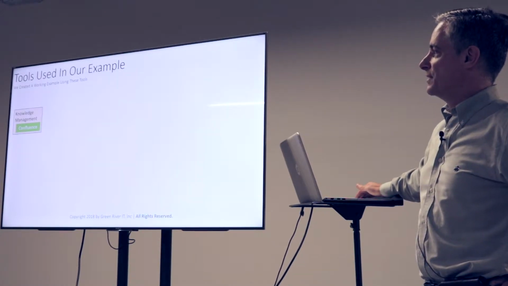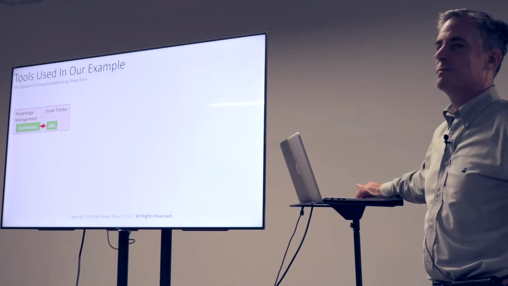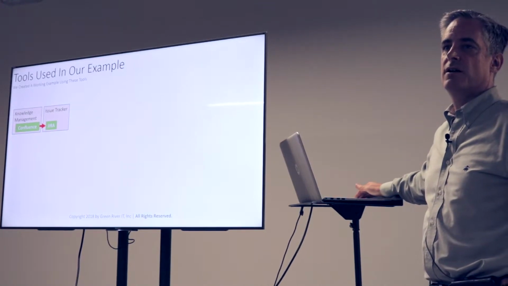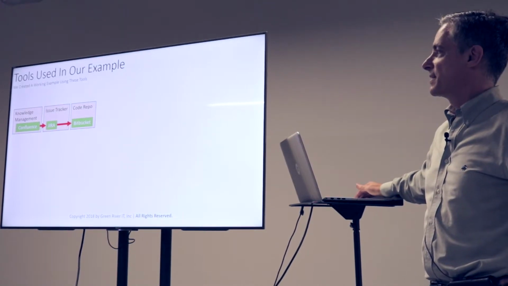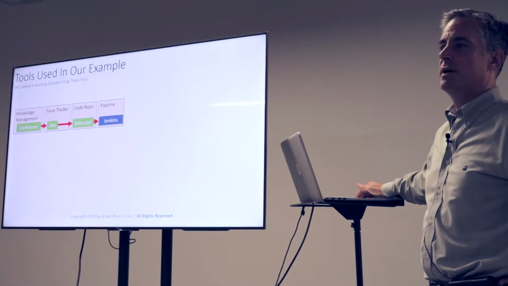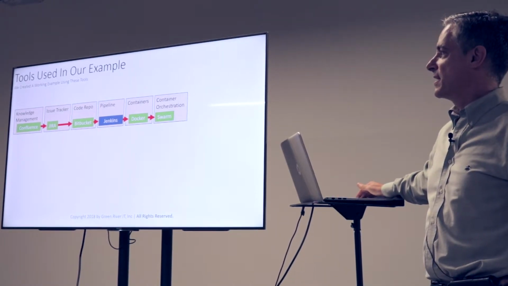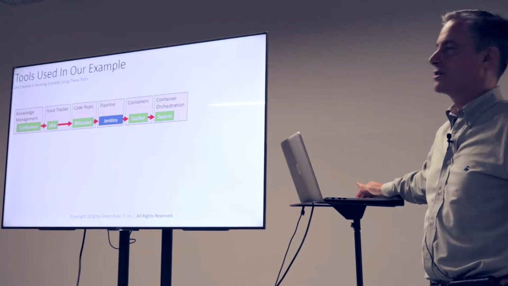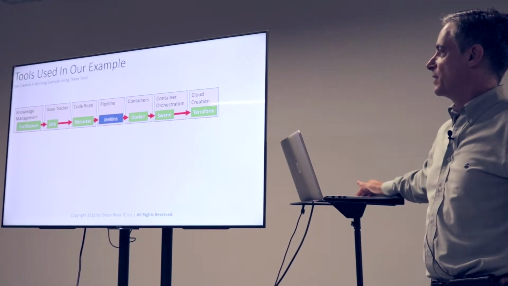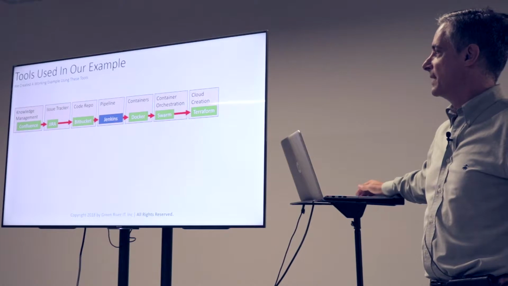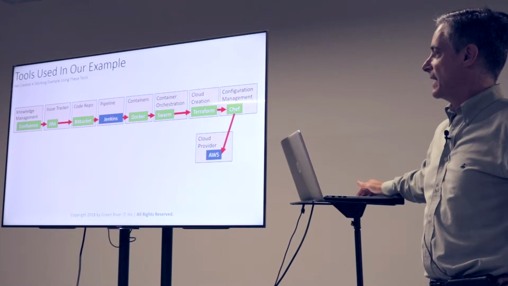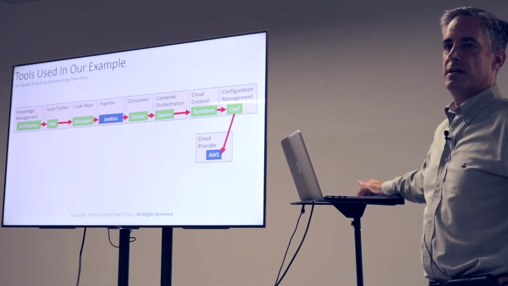So the tools we used: Confluence for knowledge management, Jira as the issue tracker, Bitbucket as the code repository. We created a pipeline with Jenkins, then we created containers using Docker, and we orchestrated them using Docker Swarm. And we created the cloud resources using Terraform. We configured those resources using Chef, and we used AWS as our cloud provider.